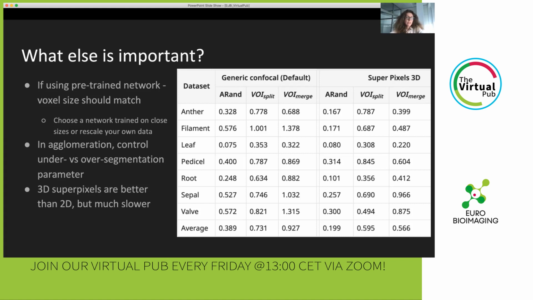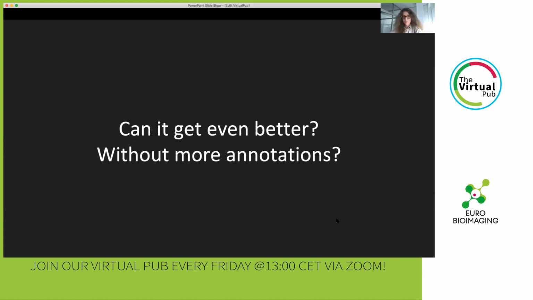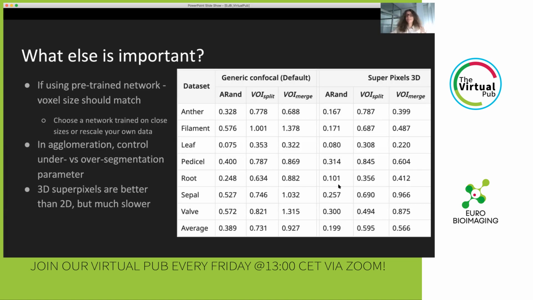And then finally, once you do this superpixel, the 3D superpixels are in general better than 2D, but they're much slower. So we did this comparison on this data set that I showed to you with the different parts of the plant, and we tried to see how much you would actually gain if you tune all the parameters that we expose in the software. And here, that's a lot of numbers. The ones that you should really compare is, so this would be just taking the absolute defaults that we have, the generic confocal network, and then everything else as default. So this would be this line, right? And this would be if you do everything in a nicely tuned way.